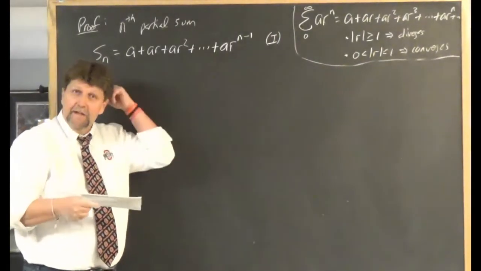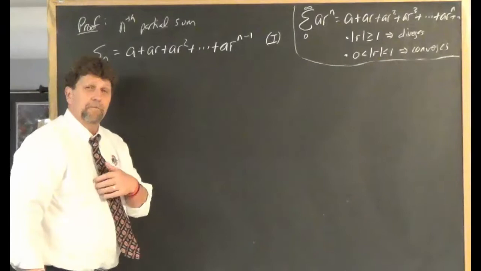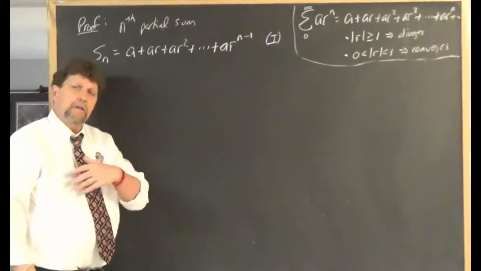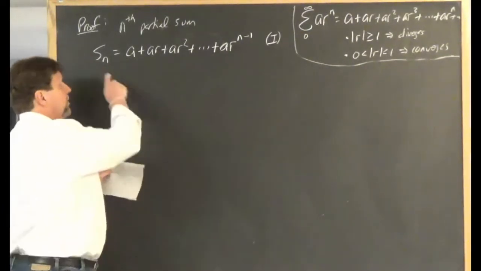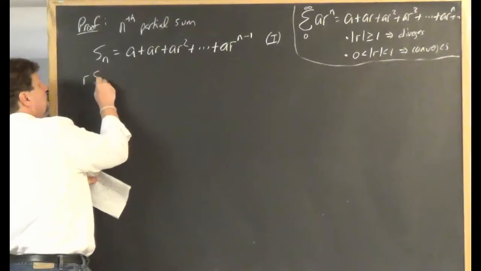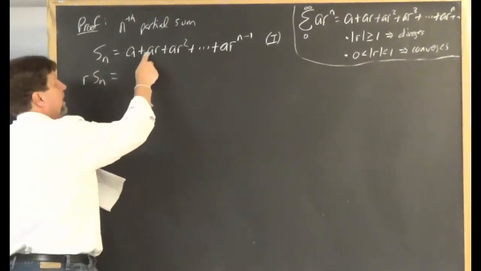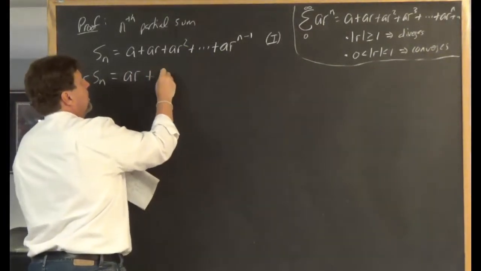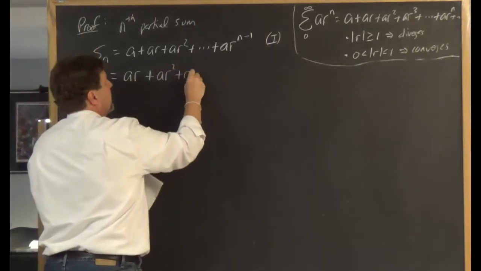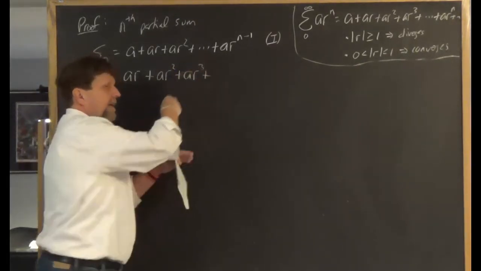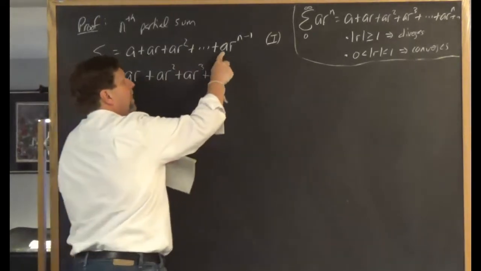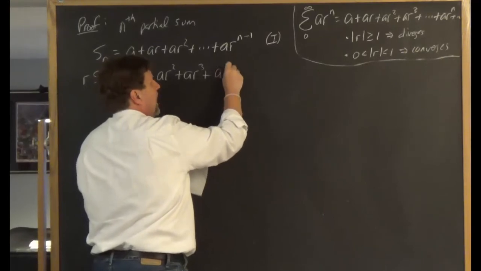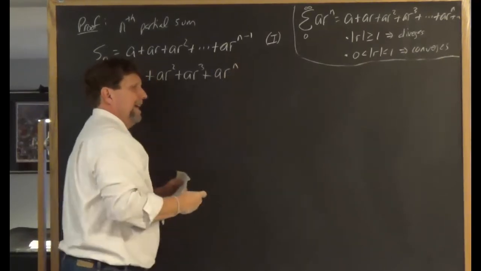All right, so now, just for fun, it's kind of important, I can multiply both sides of this equation by r. If we multiply both sides by r, we get r s sub n equals, so each one of these terms gets multiplied by r. So we'd have a times r plus ar squared plus ar cubed plus everything in the yada yada yada is getting multiplied by r. And now this last term gets multiplied by r, so that gives me ar to the n.